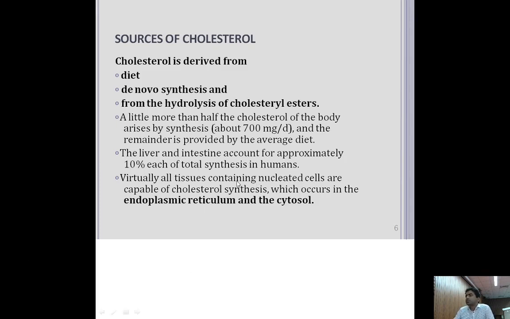And all tissues which contain a nucleus can produce cholesterol, and the synthesis mainly happens in the cytosol and endoplasmic reticulum. So the site also you have to know for everything, like for fatty acid oxidation, fatty acid synthesis; like that, cholesterol synthesis also mainly happens in cytosol and endoplasmic reticulum. So sources are diet, new synthesis inside the body, de novo synthesis, and hydrolysis of cholesterol ester. Okay, major organs are liver and intestine, but all the nucleated cells in the body can generally produce cholesterol.